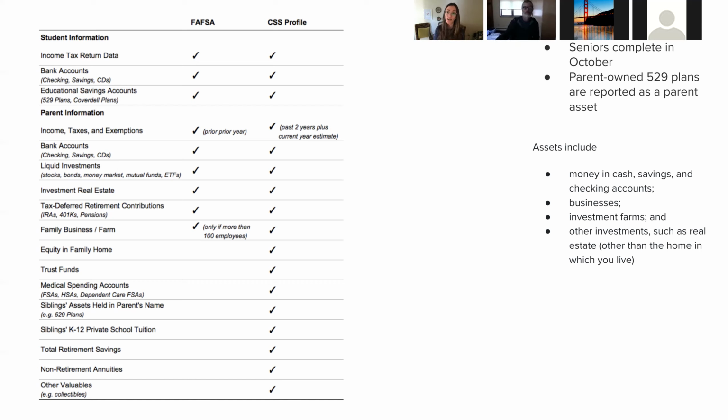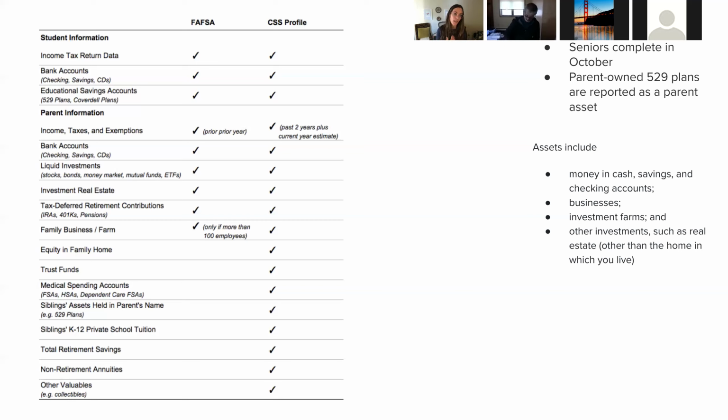The CSS Profile is also going to want past information, but they're going to want you to estimate the current year's data as well. So they'll ask you how much you believe you will earn by the end of 2021. And then you can go back and update it after you've actually reached year's end. That drives people crazy, especially business owners. They're just like, I don't know. So you have to do your best, and you can always go back and adjust it.